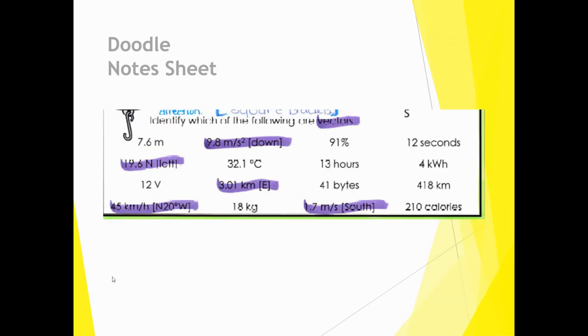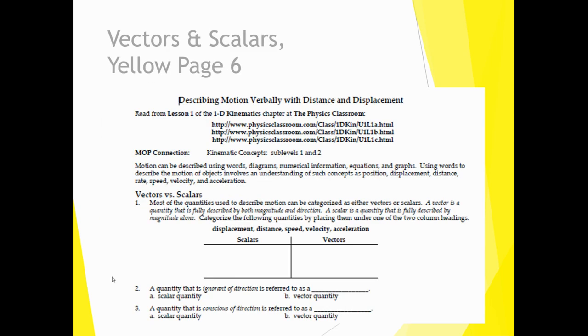I've identified here all of the things that are vectors, and they were highlighted with purple. One last thing we're going to do before we wrap up this topic. On page 6, describing motion verbally with distance and displacement, we're going to just do this top part that says vectors versus scalars.